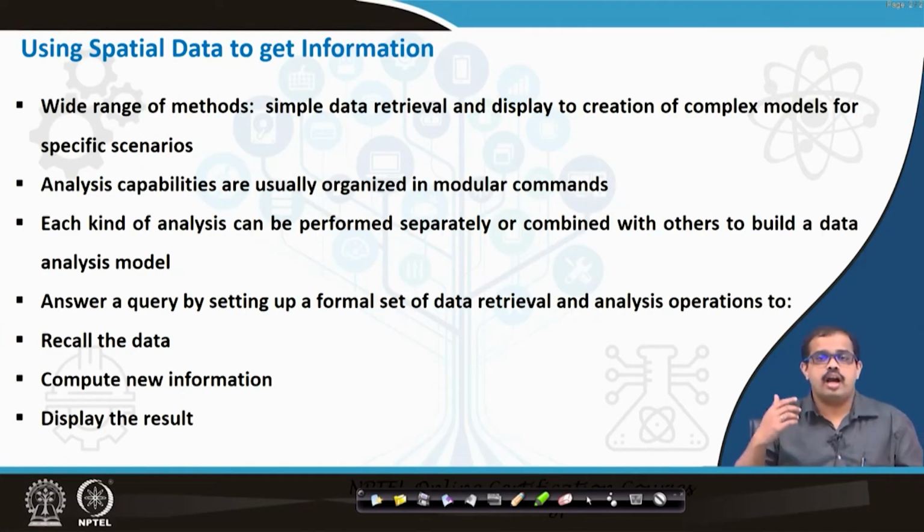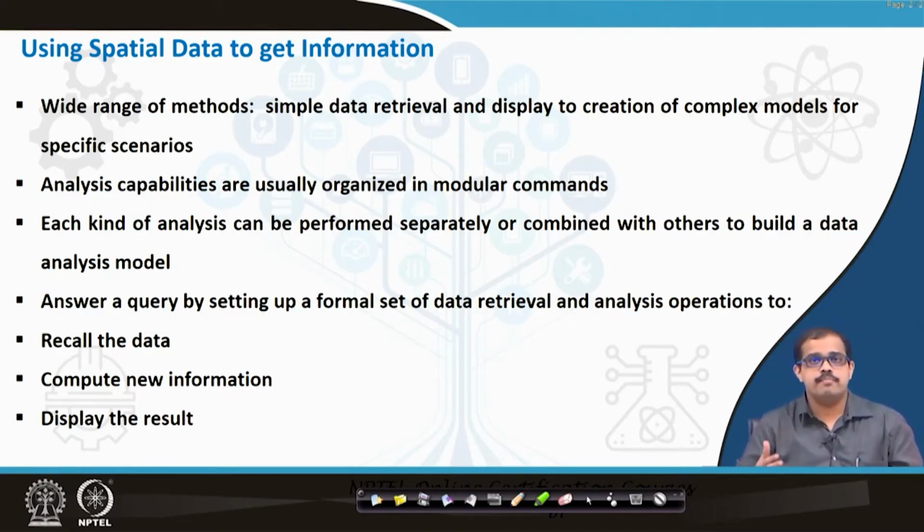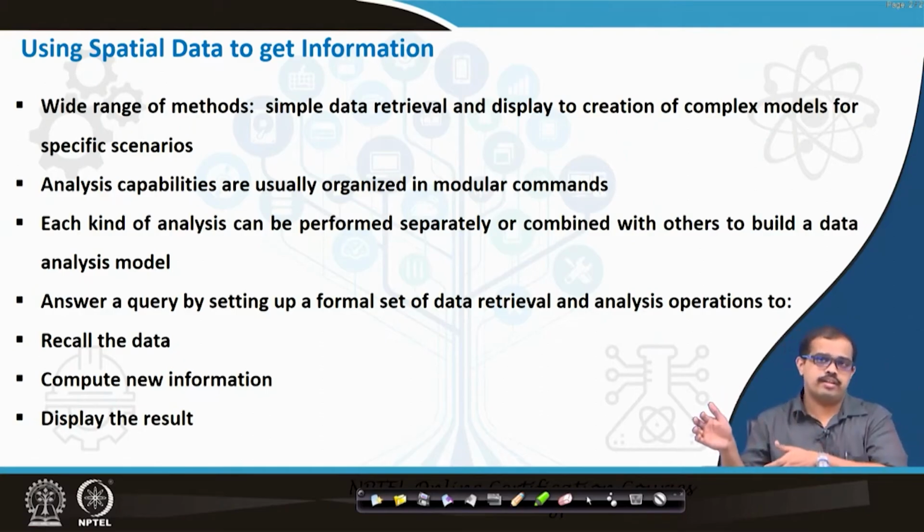When we are looking at how you get information from data, data has to be converted into information, which means there needs to be certain processing. You have a huge number of methods. A very simple method is data retrieval and display of it, or creation of complex models for specific scenarios. You can either use this data to model a scenario, or you can just use the data to represent a scenario. It is up to the user what kind of analysis that particular person is trying to use. The data can be used both for basic analysis and also for very advanced analysis.